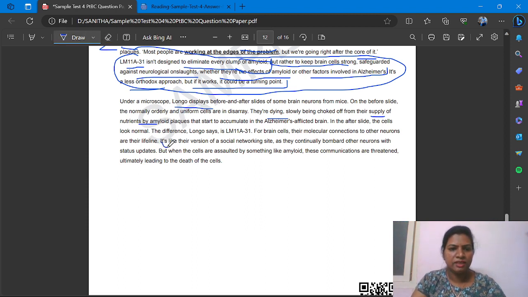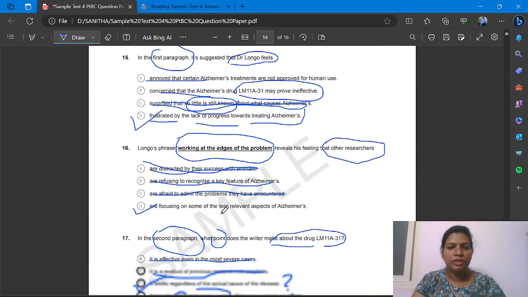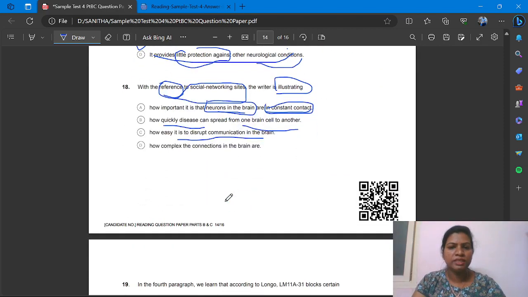It's like another version of a social network, as they continually bombard other neurons with status updates. What are status updates? They are constantly giving information. The paraphrased version of status updates. What is the option here?